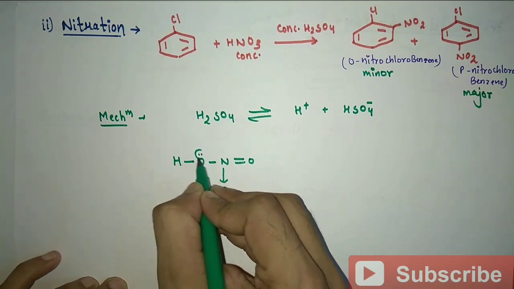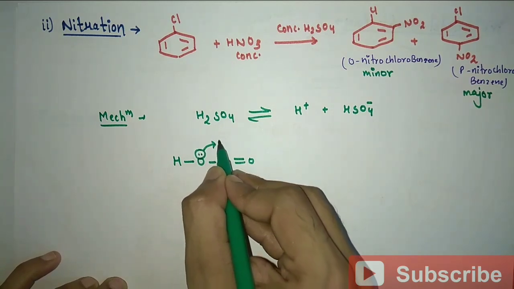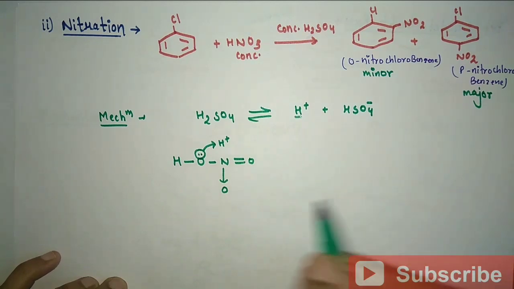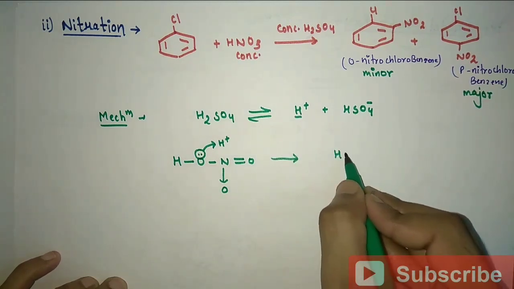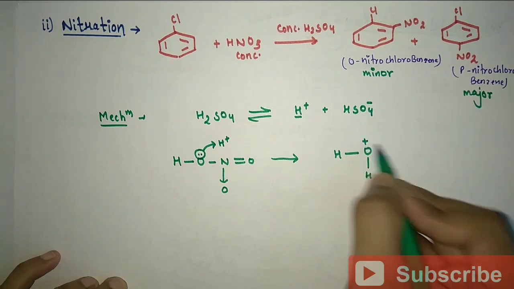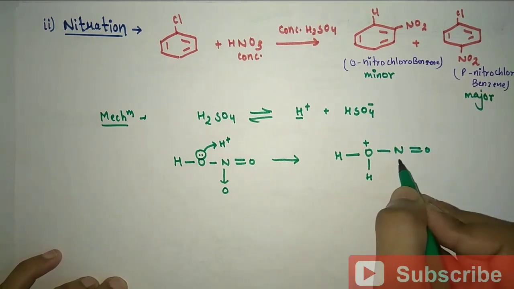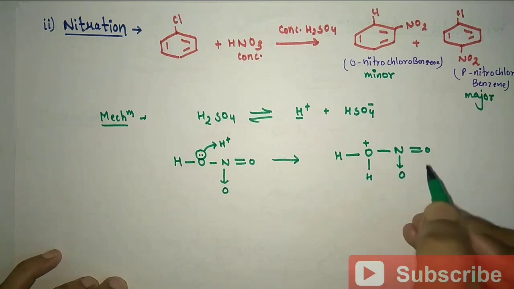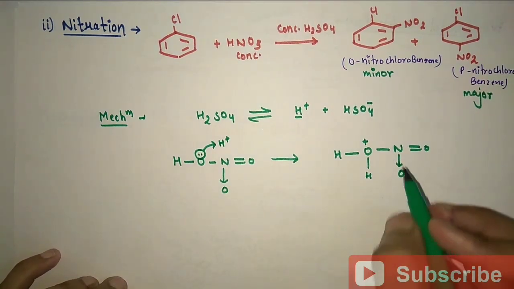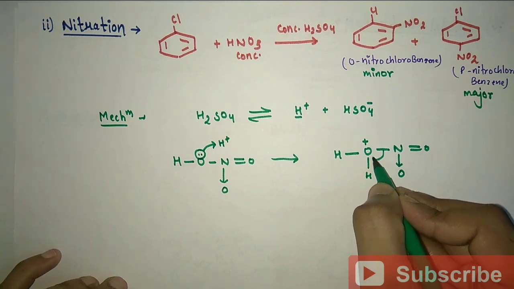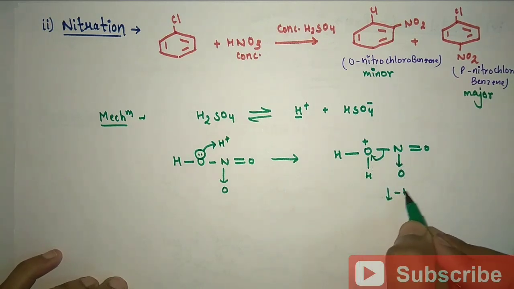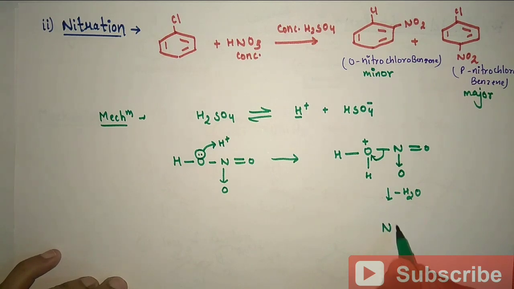Here it undergoes protonation with the H plus ion, so it will form this. Here comes the positive charge. As positive charge on the oxygen atom is unstable, it immediately releases one water molecule and gets converted into the electrophile, that is NO2 plus. This is the electrophile and it attacks on the ortho and the para position. This is the mechanism for nitration.